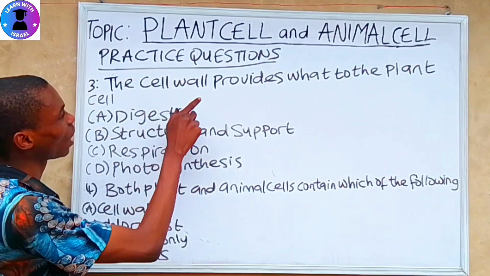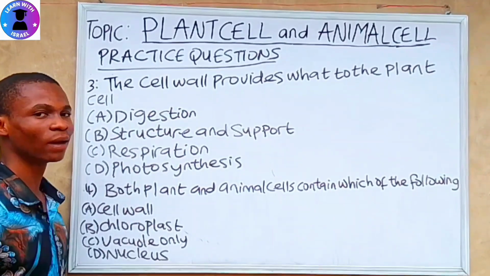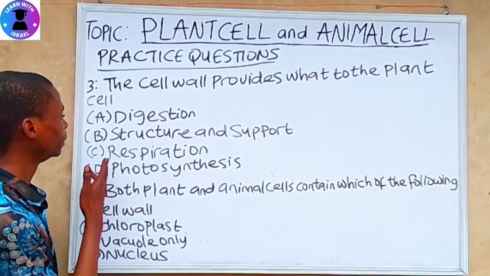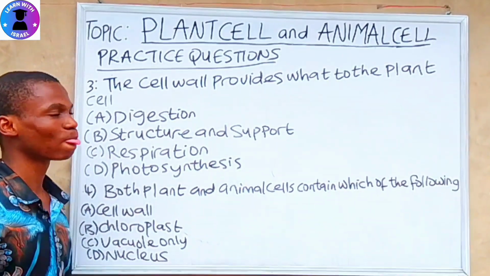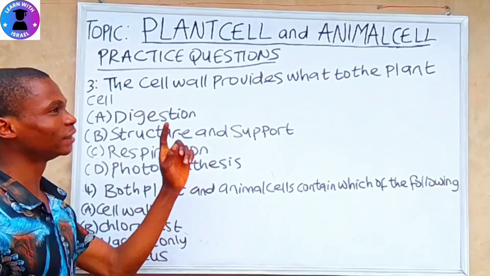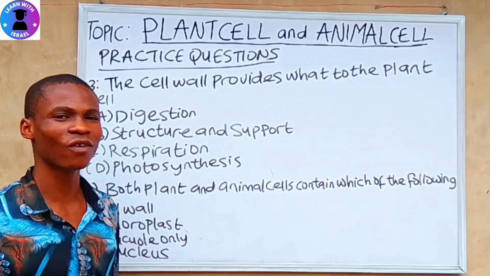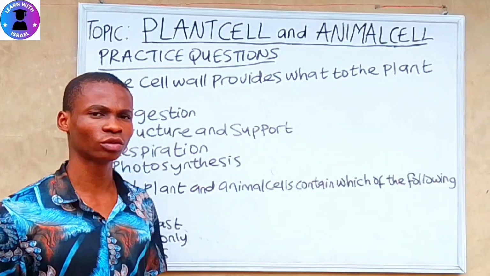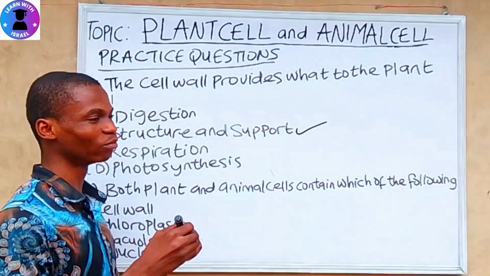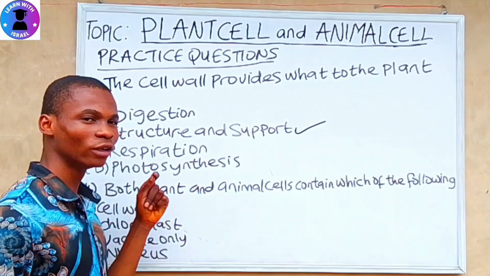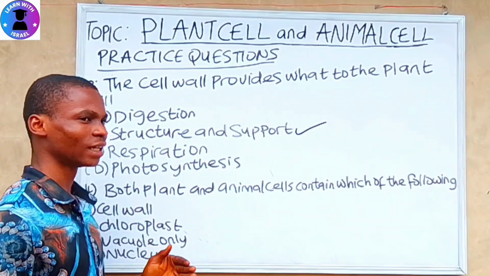Question 3. The cell wall provides what to the plant cell? A. Digestion, B. Structure and support, C. Respiration, D. Photosynthesis. I said earlier when identifying the diagram of the plant cell that the cell wall provides support and structure to the plant. So structure and support is the correct answer. This question is supposed to be a bonus question if you followed all my teaching and you are very attentive.